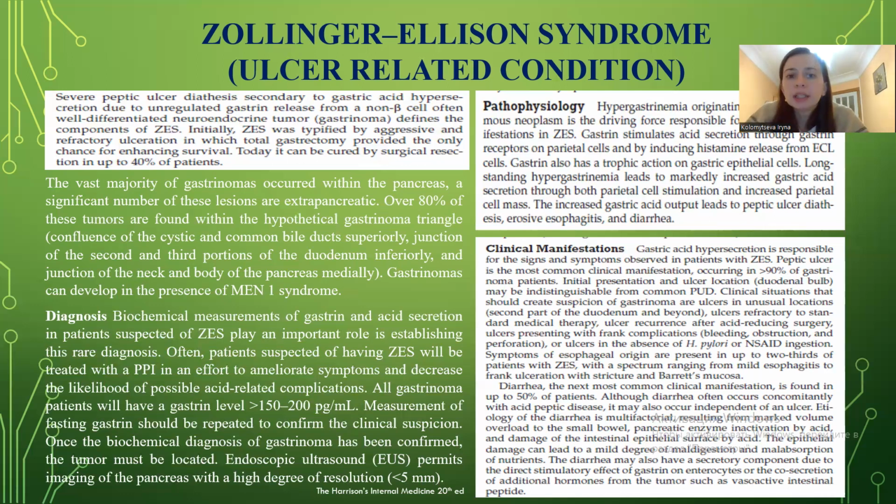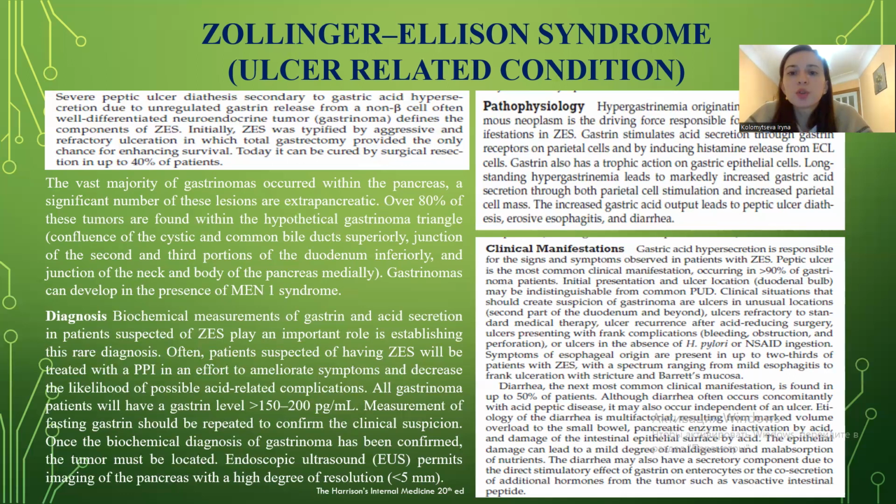And what is the clinical manifestation? Gastric acid hypersecretion is responsible for the signs and symptoms of patients with this syndrome. Peptic ulcer is the most common clinical manifestation, occurring in more than 90% of gastrinoma patients. Initial presentation and ulcer location may be indistinguishable from common peptic ulcer disease.